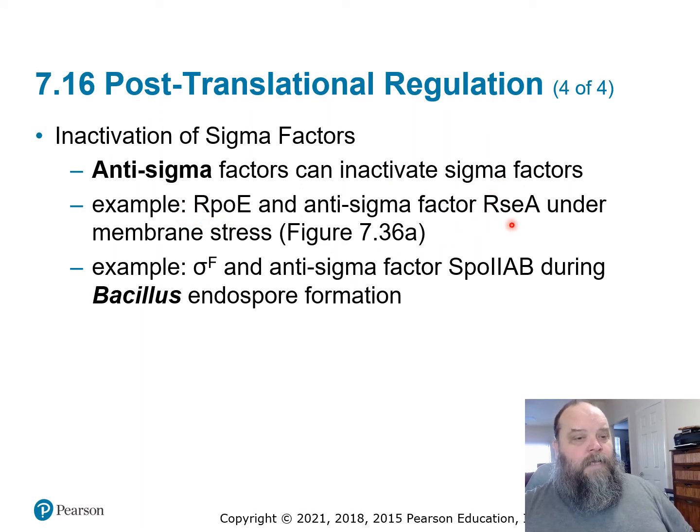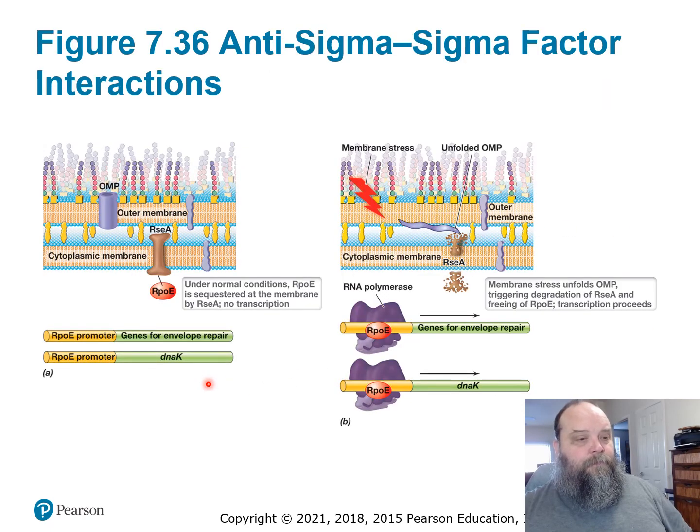RpoE and RseA are two great examples. Under normal conditions, RpoE is tethered to RseA. How it's tethered, don't worry about. RpoE is just held here at RseA, which is a cytoplasmic integral membrane protein. It's sequestered away until there's some form of damage to the membranes. Damage to the membranes damages RseA, which releases RpoE.